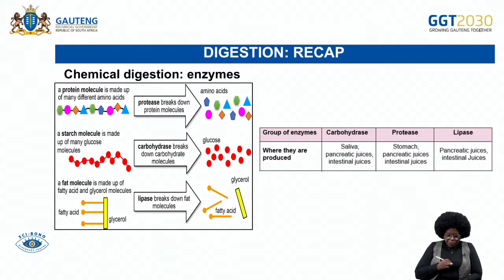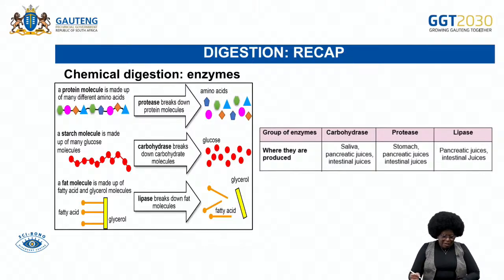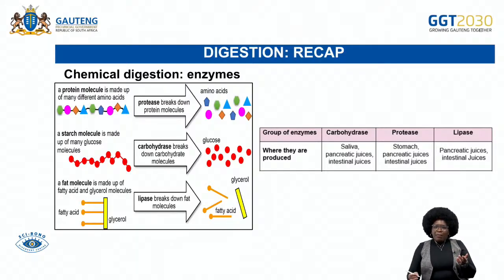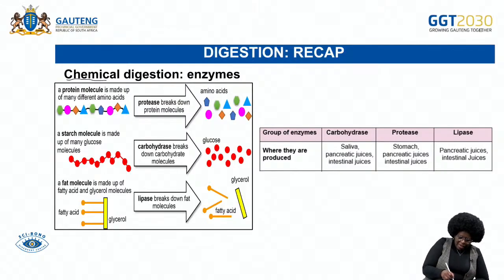Let us check. So we've got different food substances, right? Who can mention some of them? We've got proteins, yes. What else do we have? We have carbohydrates. And what else do we have? We've got fats. These are things that we know about, right? And chemically, in order for them to be in simpler forms where they can be easily broken down, we need enzymes. Hence, we're talking about chemical digestion.